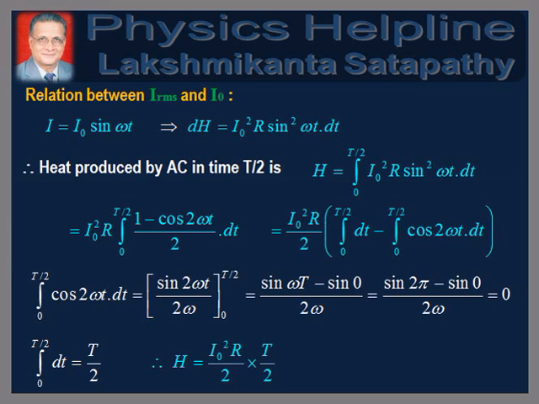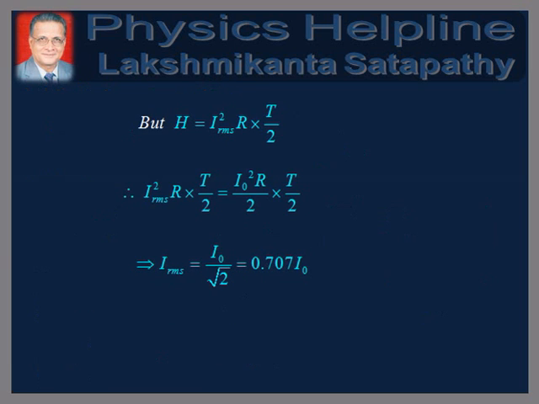Therefore, we have H = I0²R/2 into T/2. But we have H = IRMS² R into T/2. Equating the two and simplifying, we get IRMS = I0/√2, which is equal to 0.707 into I0.